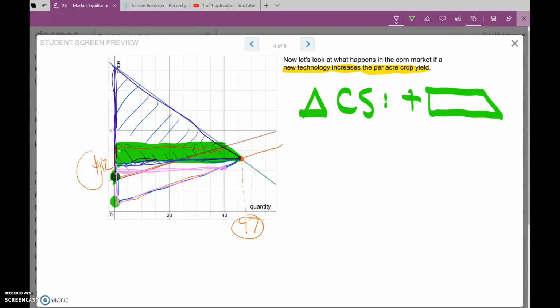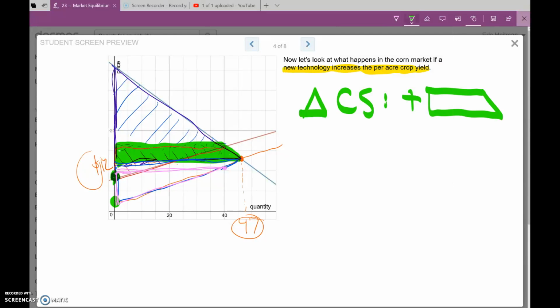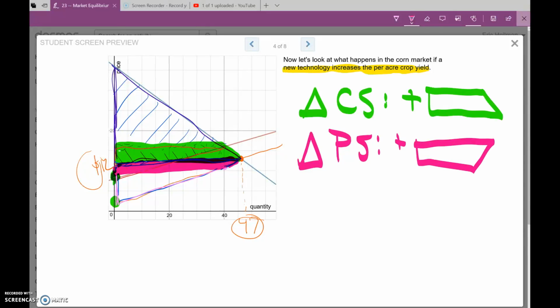So the change in producer surplus is the trapezoid that's left over between the two. That's right here. And that's also positive because the quantity exchanged went up.